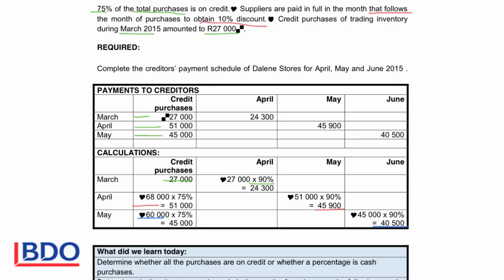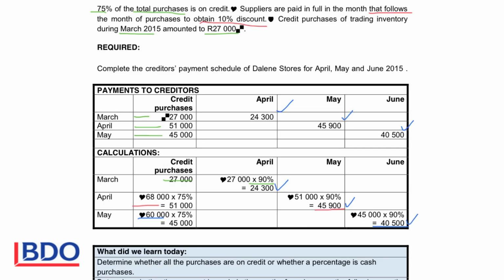the total amount that you pay in April will be 24,300. The total amount that you will pay in May will be 45,900. And the total amount that you pay in June will be 40,500.